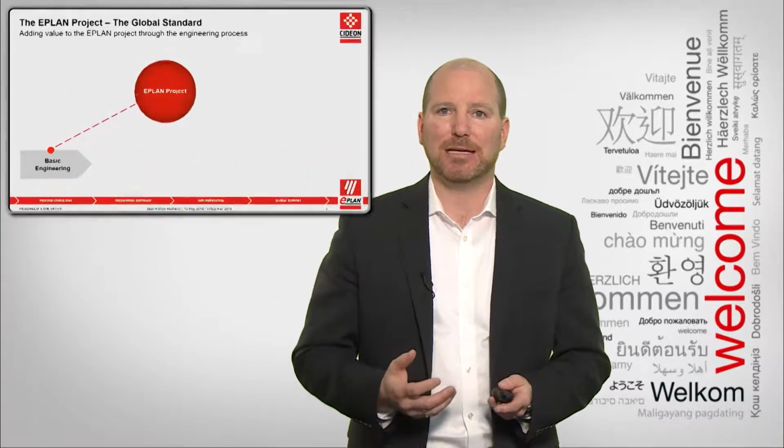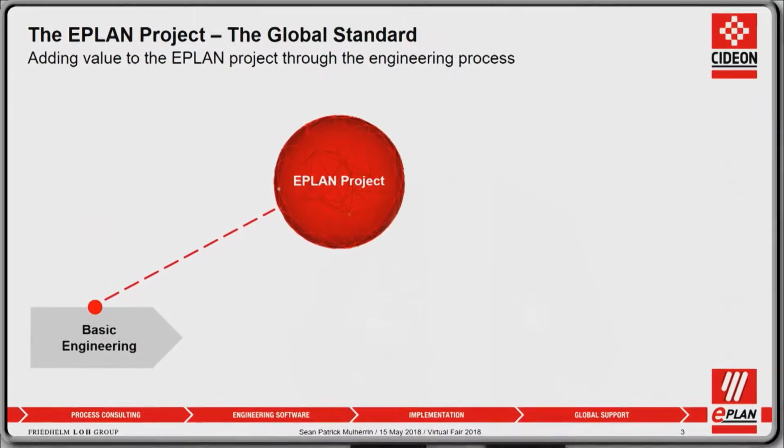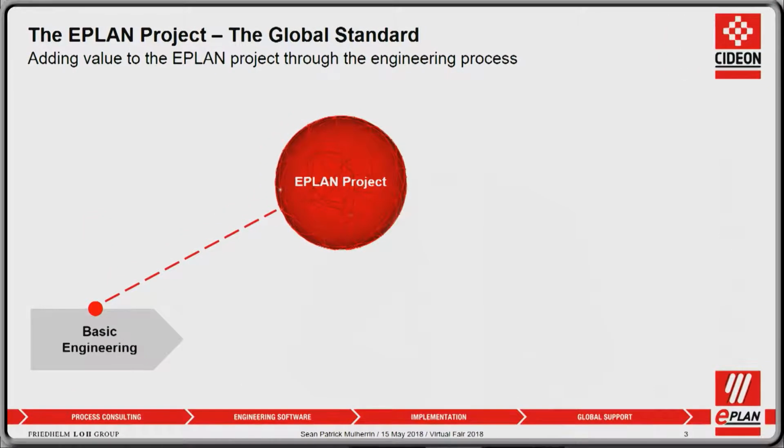Let's start with basic engineering. When you define your concepts and you start defining what type of machine you want to build, capture your actuators, define your power distribution, your air supply, all of those general pieces of engineering can be defined right at front during the basic engineering process and uploaded to the EPLAN project. Then the detail engineering phase.